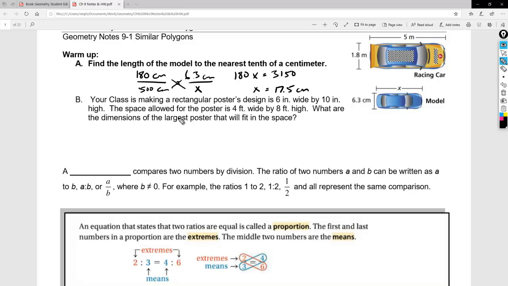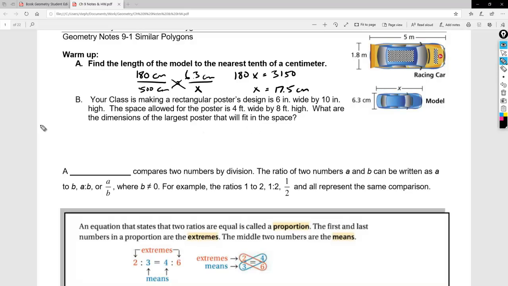Next question. Our class is making a rectangular poster. The design is 6 inches by 10 inches. The space allowed for the poster is 4 feet by 8 feet, so I'm going to have to dilate this. What are the dimensions of the largest poster that will fit in this space?